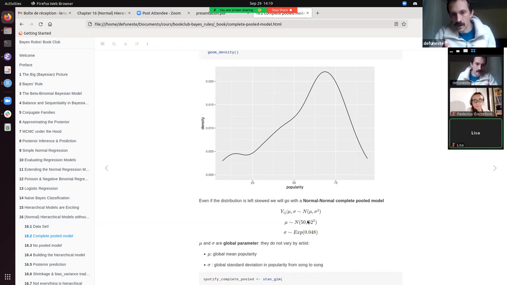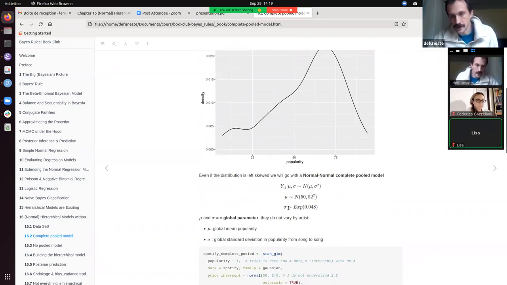I understand why we are defining the mean as a normal distribution that takes 50, because the average popularity of a song on Spotify is around 50. So this 50 makes sense. But the 52 on the standard deviation seems very high to me. I don't know why they use that. That makes a very huge spread. I would go with, I don't know, even 10 seems good enough. I don't understand this, so if you have an explanation, I'll take it.